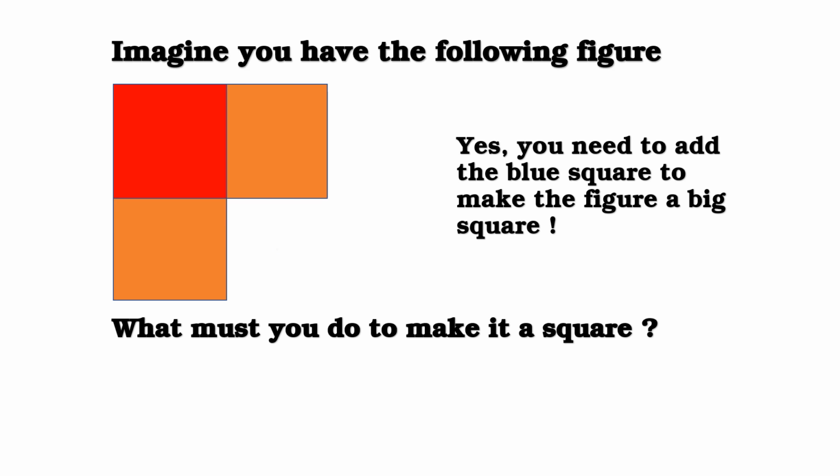So yes, you need to add this blue square, and by adding this blue square, you can see that we can actually get a complete big square on the screen. This is exactly what we need to do. Given any quadratic function, we need to add this blue square to it. So what does it mean by adding this blue square to the quadratic function?